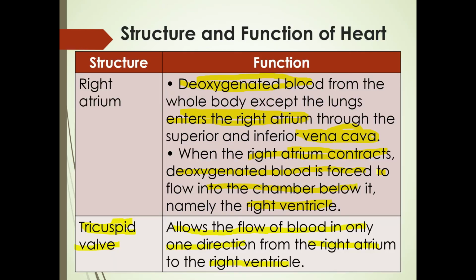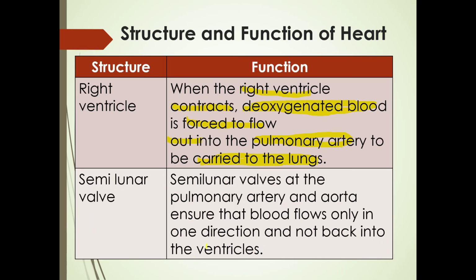Right, so it allows the flow of blood in only one direction from the right atrium. This one is already explained, sorry. So the right ventricle contracts, so deoxygenated blood is forced to flow out into the pulmonary artery to be carried to the lung. So you have to remember where it will flow. After it goes to the right ventricle, where will it go? Then you have here the semilunar valve. This one is to make sure the blood flows only in one direction and not back into the ventricle. So that is the function of the semilunar valve.